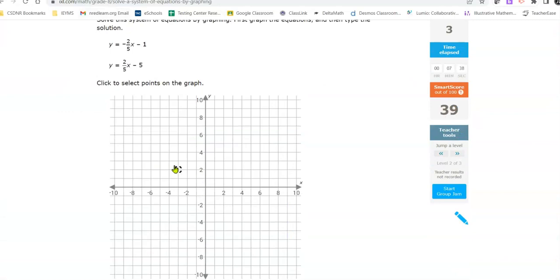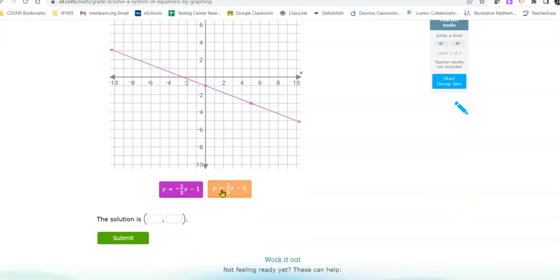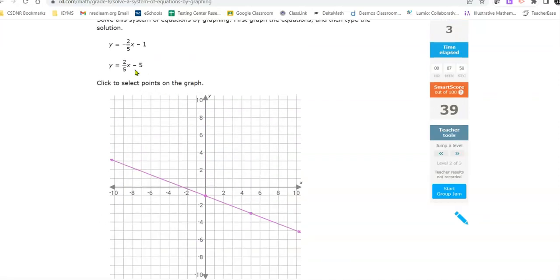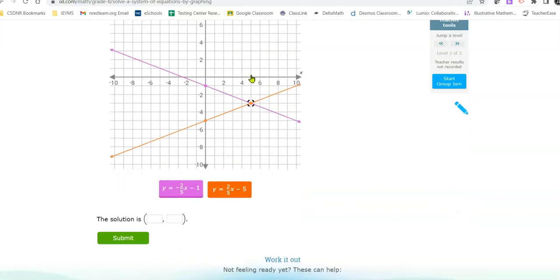Again, my first purple line will be starting at -1, and it will go down to, but +5. My orange graph, click it, will start at -5, and its slope is +2 up and +5 right. Our intersection point is 5, -3.